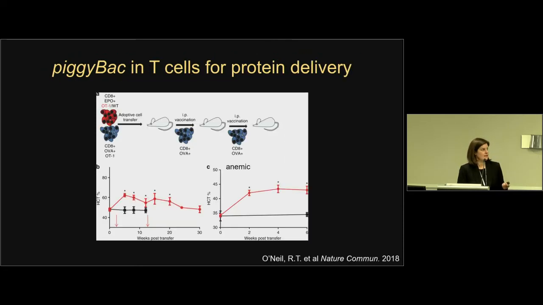And lately, Richard O'Neill in Matt's lab has started using piggyBac in T cells for protein delivery. He's put in the erythropoietin hormone and stimulated red blood cell production from those T cells. You can see in anemic mice, they have a normal hematocrit after they're treated with this system.